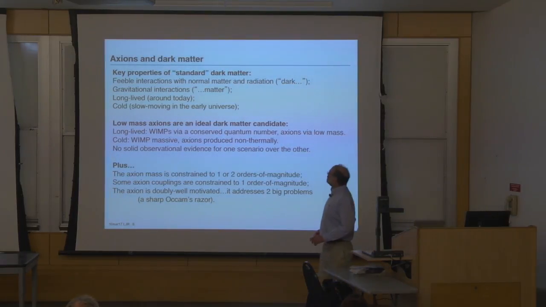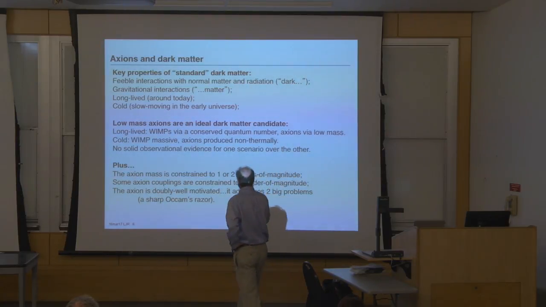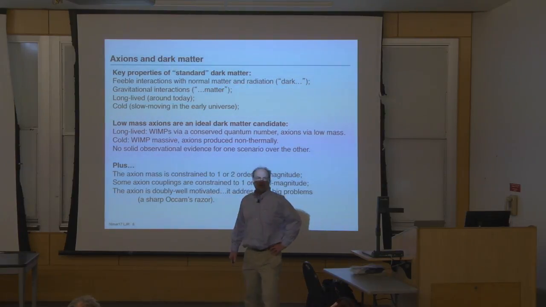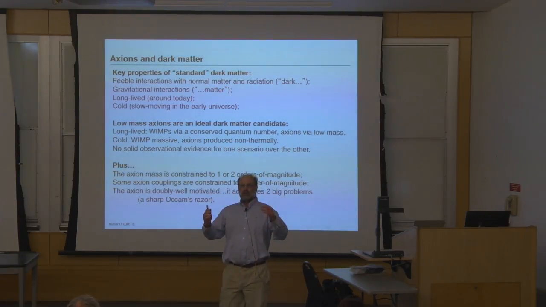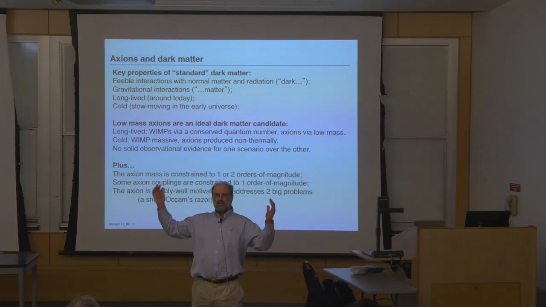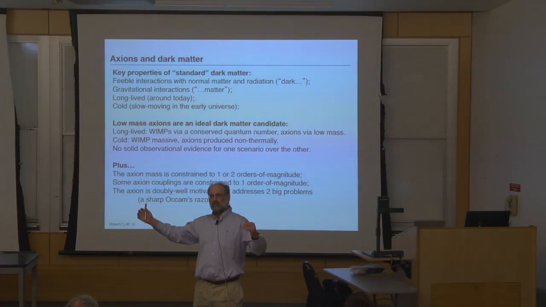These are some key properties of what I call standard dark matter, axion or not. It must have feeble interactions with normal matter and radiation. The dark matter in our spiral galaxy is pretty much spherical. It's got unit form factor, aspect ratio. Yet, we have a baryonic disk.